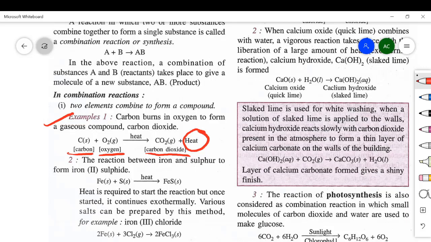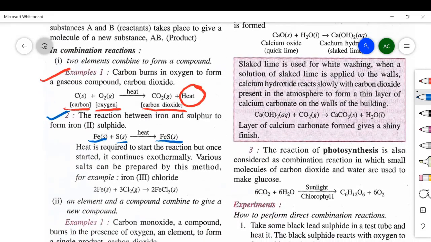Now looking at example 2, the reaction between iron and sulfur to form iron 2 sulfide. You can see iron as a solid, sulfur as a solid will combine to form a solid known as iron 2 sulfide. Heat is required to start the reaction, but once it has started, it continues exothermally. Exothermally, when heat is given out by the reaction, then it is exothermic. Various salts can be prepared by this method. Example, iron 3 chloride, and one more example they have given you.